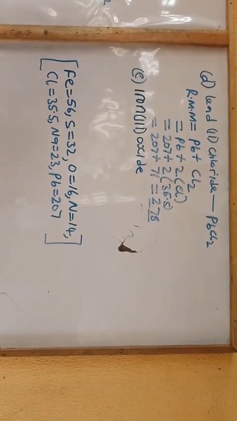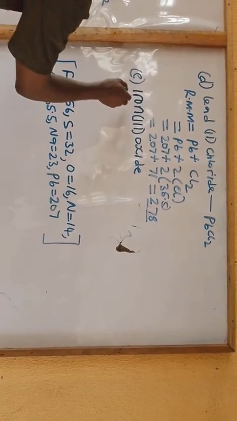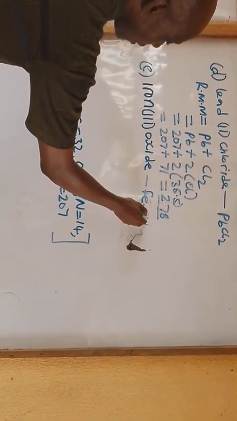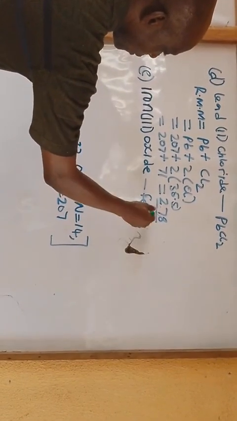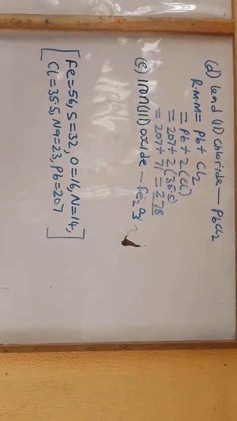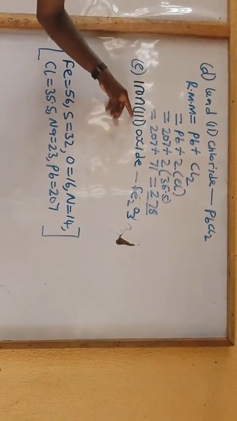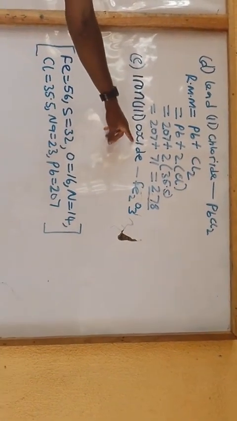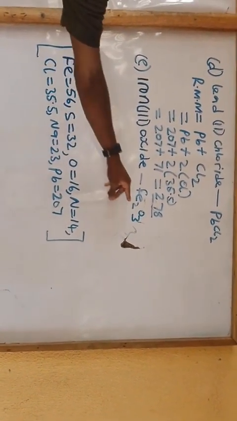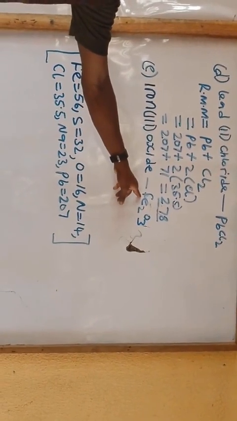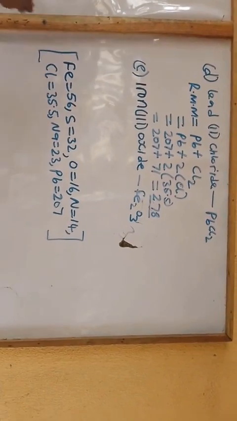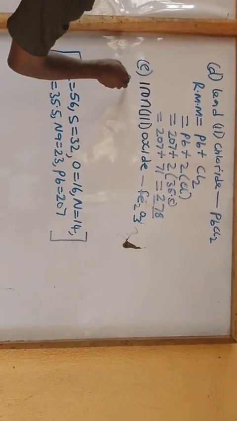Then iron 3 oxide is Fe2O3. And I believe that you know how we come about that. Iron has valency of 3 as given in the bracket. Oxygen from oxide, the valency from the periodic table is 2. So when they exchange their valency, 2 for oxygen will come to iron and 3 for iron will go to oxygen. That's why we have Fe2O3. Then the RMM is calculated as follows.